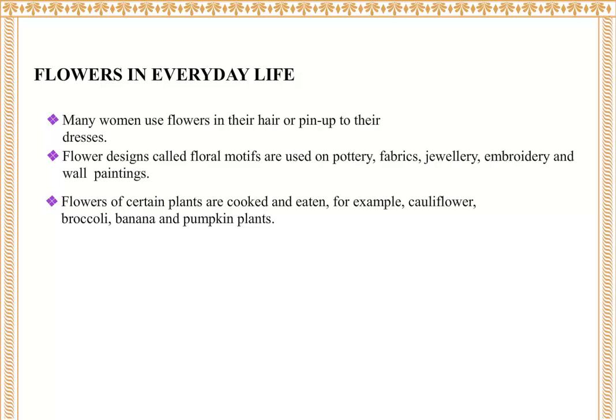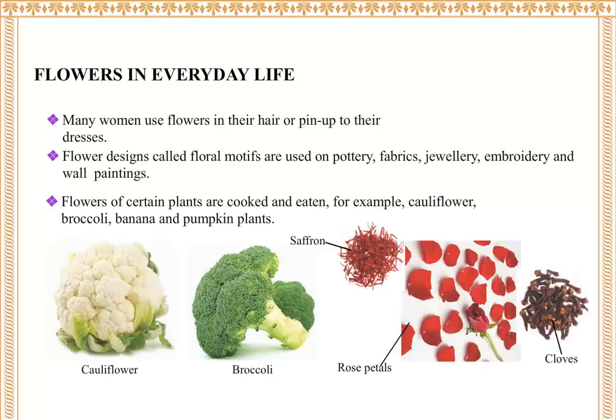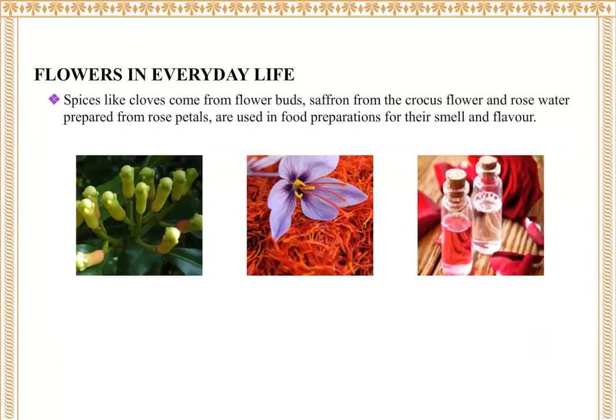Flowers of certain plants are cooked and eaten. For example, cauliflower, broccoli, banana and pumpkin plants. Cauliflower, broccoli, saffron, rose petals, cloves. Spices like cloves come from the flower buds, saffron from the crocus flower, and rose water prepared from rose petals are used in food preparations for their smell and flavor.